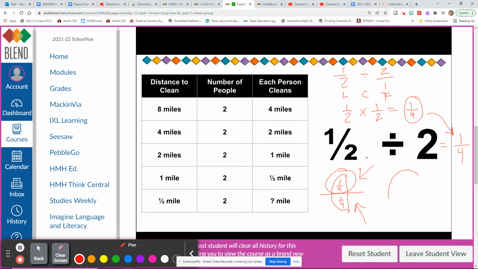Like if you had a pizza and all that was left was half of the pizza, right? And you cut this half of the pizza into two pieces. Oops, let's use a different color. Once again, each piece would be 1/4. So, all right, let's move on.